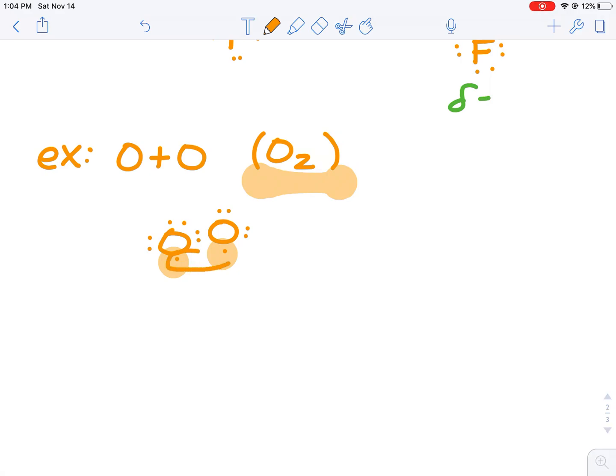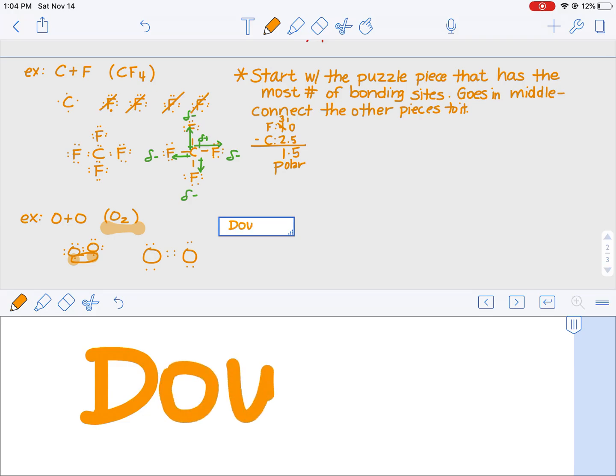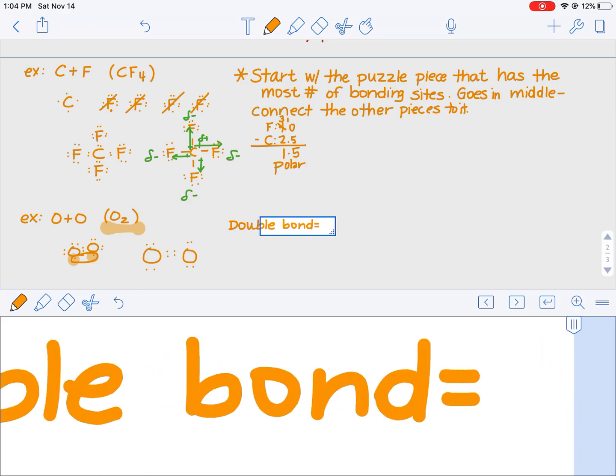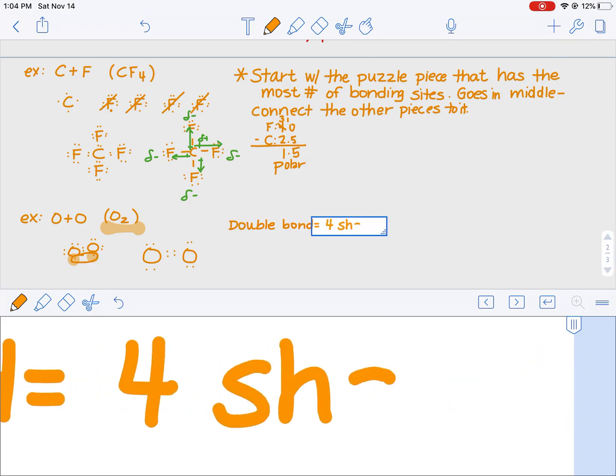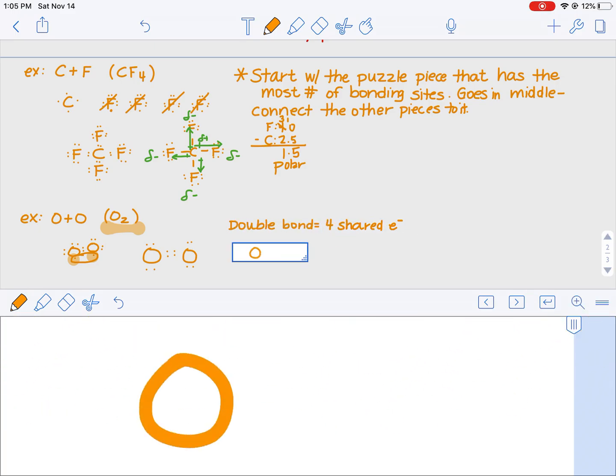Well, if I had the ability, I would click these 2 together again. And as a result, there would wind up being 4 shared electrons between the oxygen atoms. That is a viable occurrence, and it's referred to as a double bond. A double bond is where we have 4 shared electrons. If a single bond is 2 shared electrons and we have 2 sets, hence a double bond.